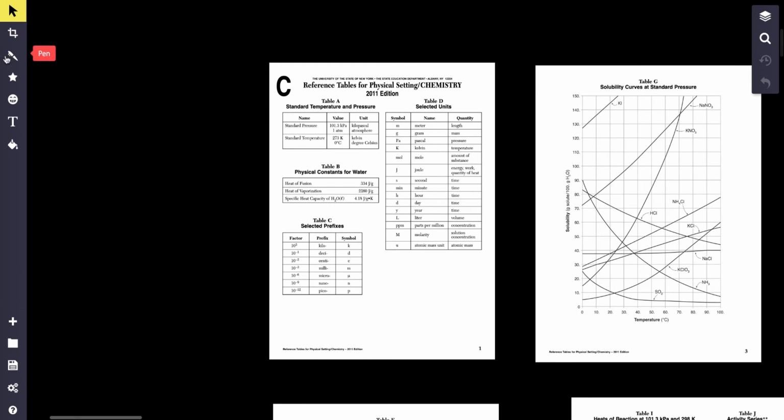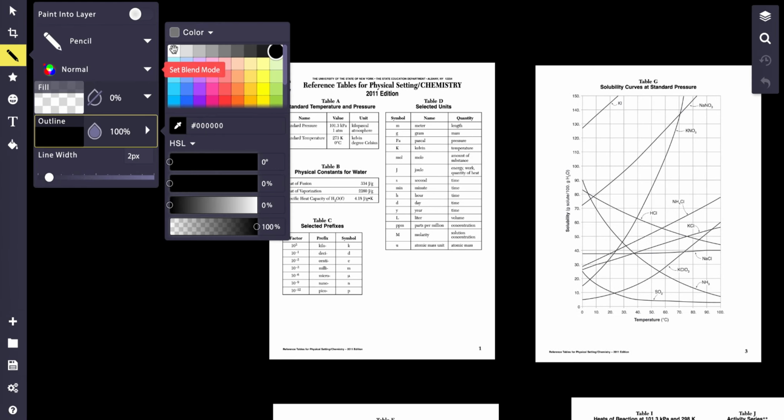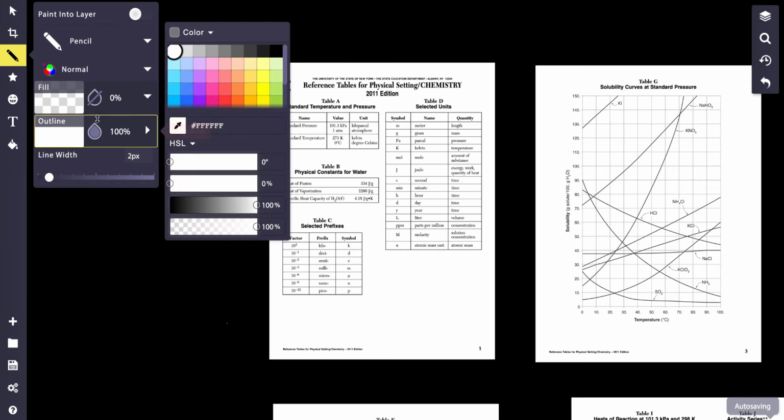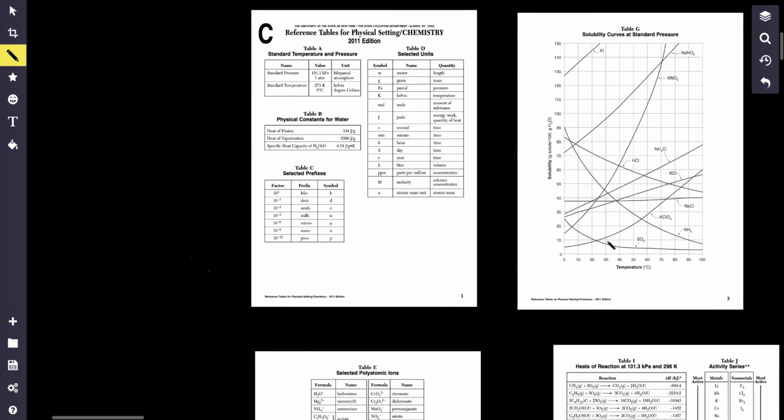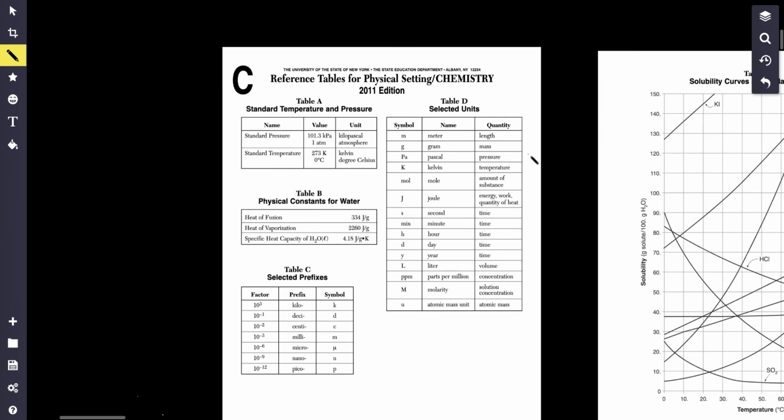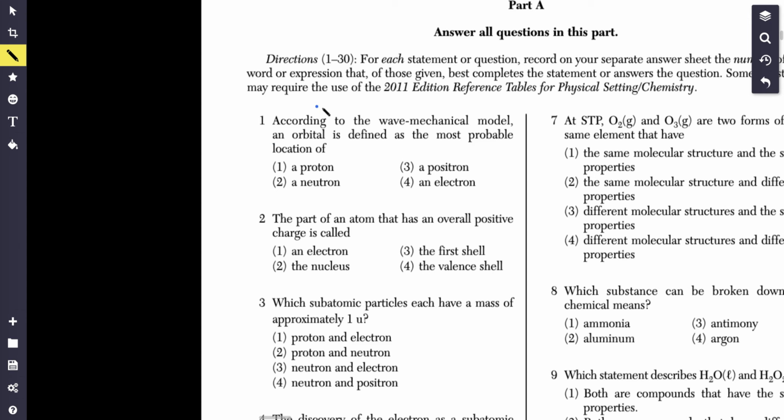When you're doing these chemistry problems, make sure that you have your reference guide out. Even if you don't know so many topics, these things can really help you easily, so I just wanted to say that. According to the wave mechanical model, an orbital is defined as the most probable location of what?